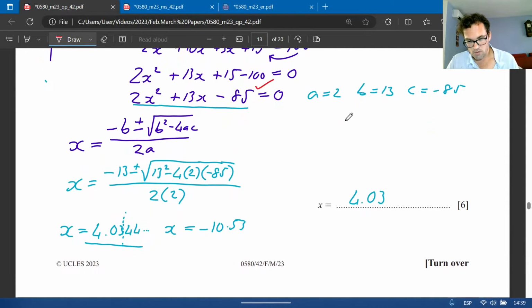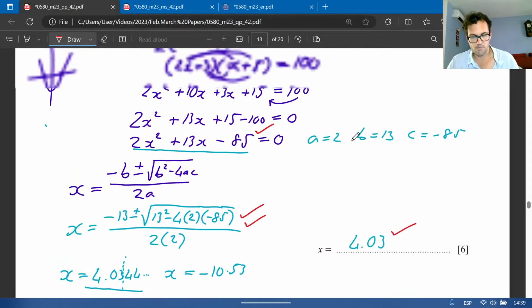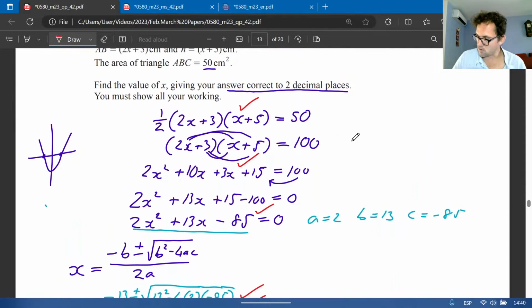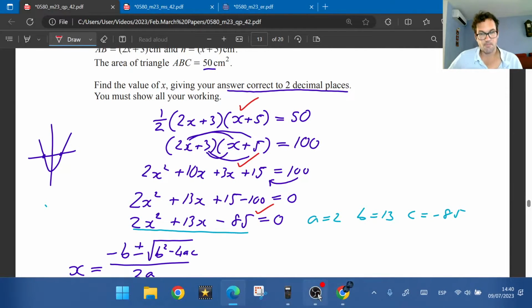You get 2 marks for using the quadratic formula correctly, and then a mark for the correct final answer. Lots of marks to pick up there. Easy as pie. You can do it.